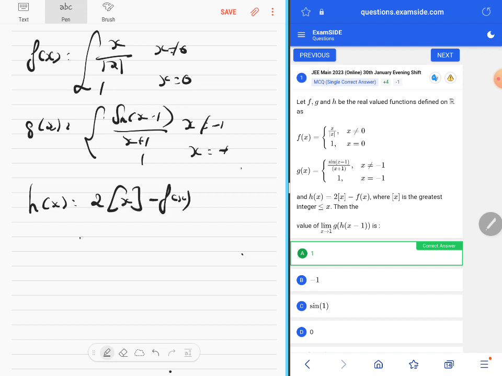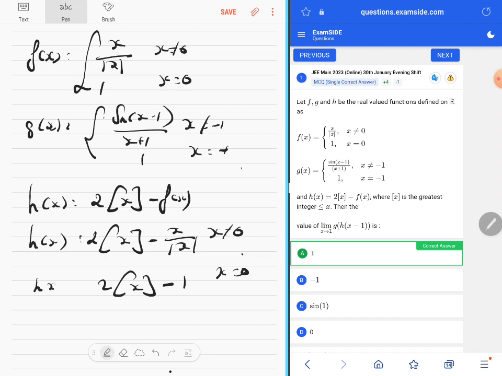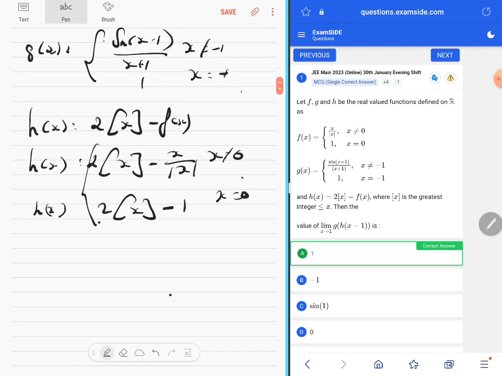you know f of x itself. So greatest integer function of x minus f of x is x by mod x when x is not equal to 0, and when x is equal to 0, 2 into greatest integer function of x minus 1. So you have two different functions for h of x which has now been redefined. The whole point is not about h of x because the question is about h of x minus 1.